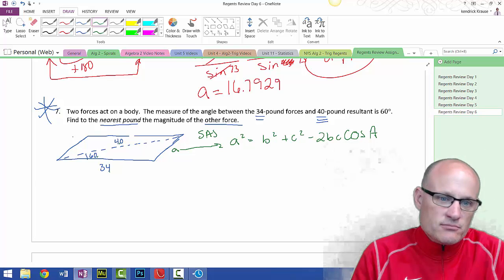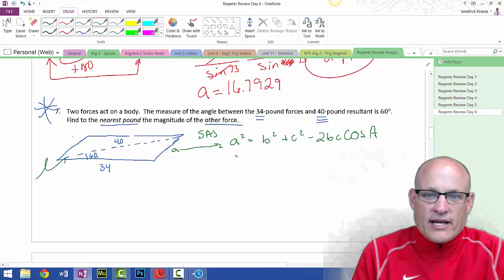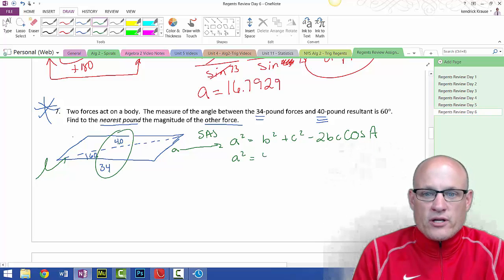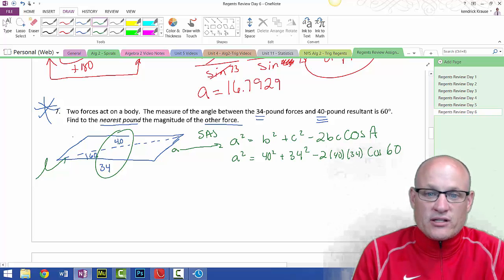So I get a squared equals, and then b squared and c squared are just these other two sides. So 40 squared, it doesn't matter what order you put them in here, plus 34 squared minus 2 times 40 times 34 times the cosine of 60.